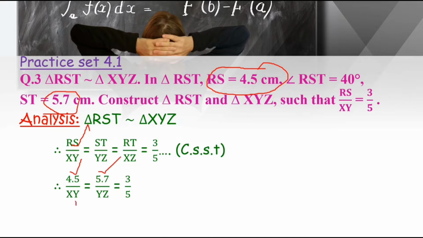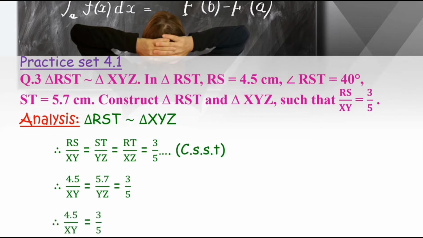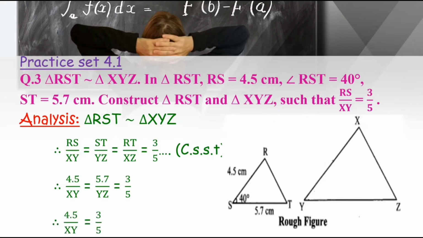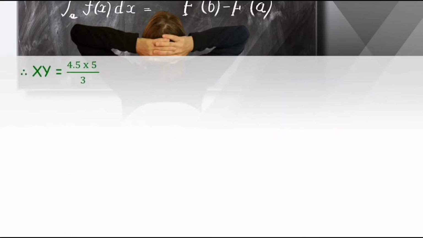Now we'll equate the first ratio and the last ratio to get the value of side XY. So you'll get 4.5 upon XY equals 3 upon 5. The next step is XY equals 4.5 into 5 upon 3. Now we will cancel 4.5 by 3, you will get 1.5, and 1.5 into 5 gives us 7.5 centimeters. So XY equals 7.5 centimeters.